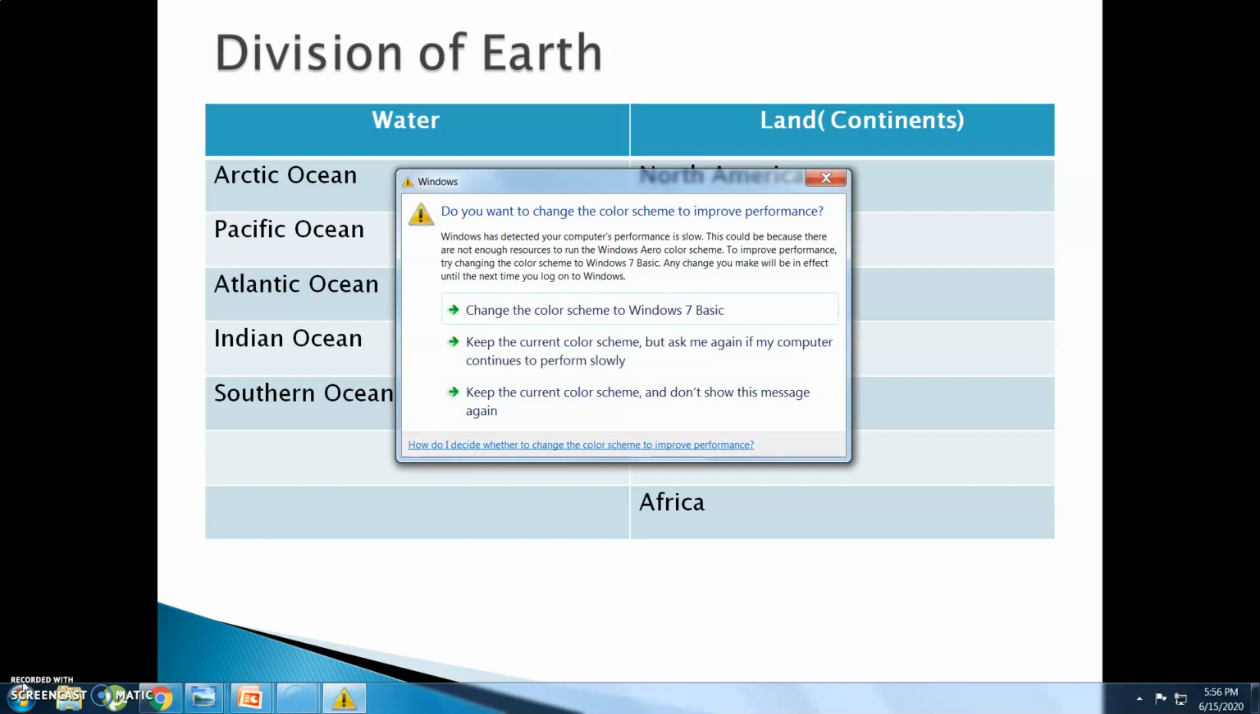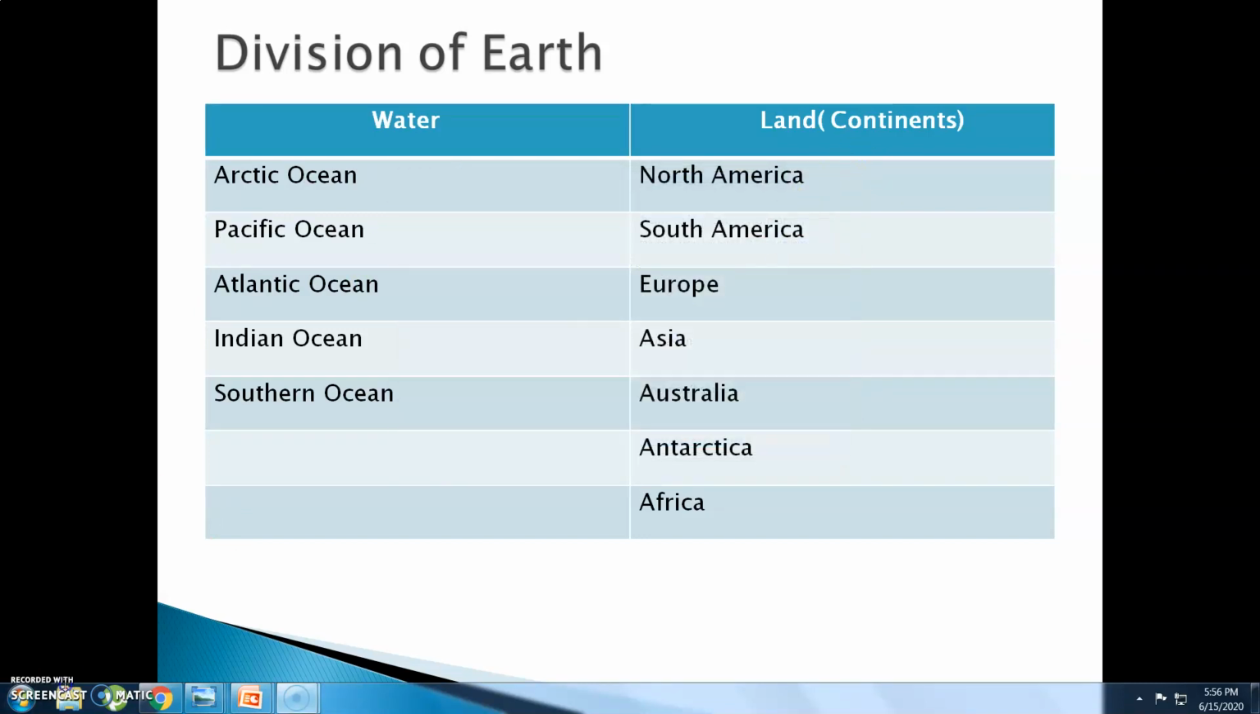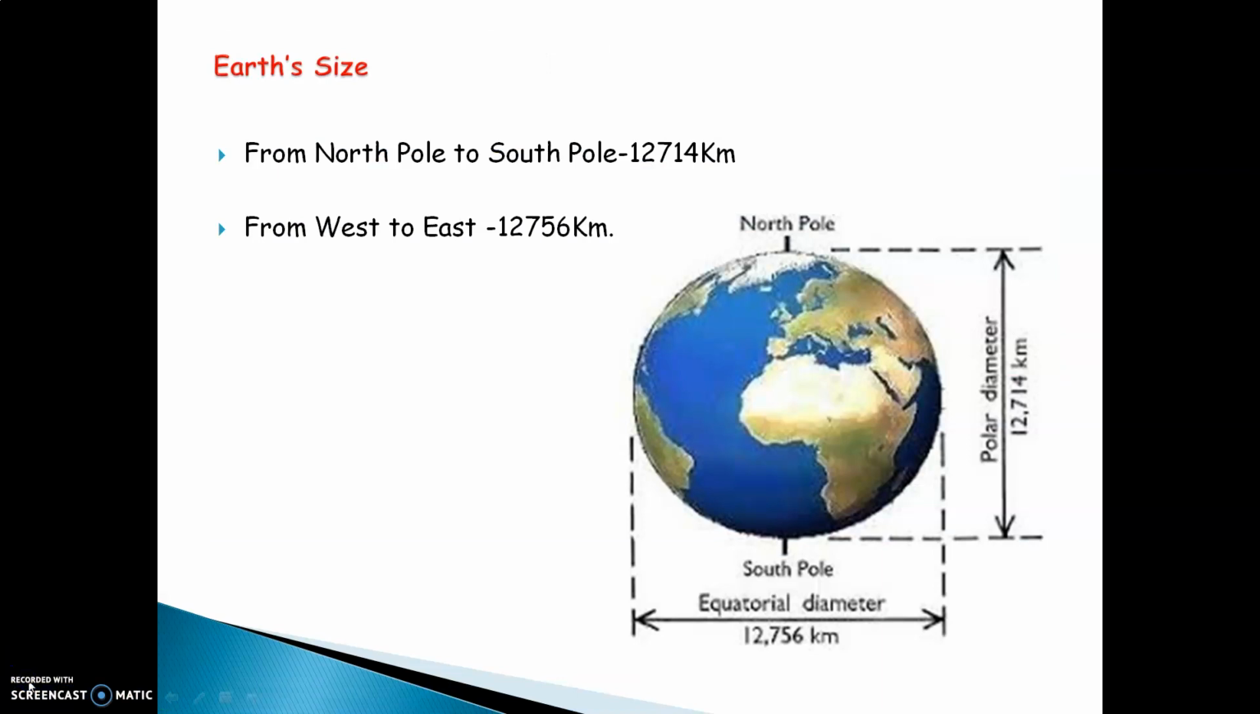That means Earth is divided into two important parts, water and land. When I say water, that means various oceans, seas, rivers on the earth, and land means continents, and on the continents we have various countries. Let us learn about the physical appearance of the earth.